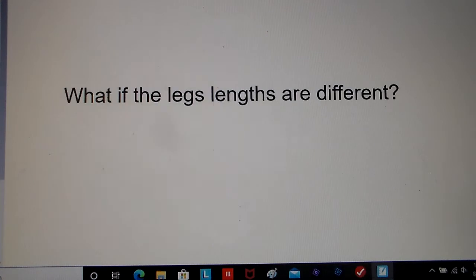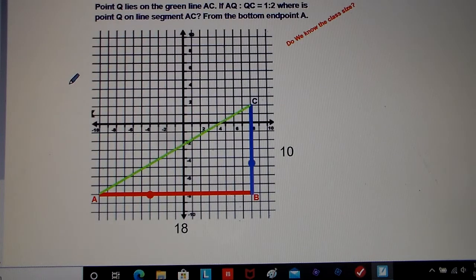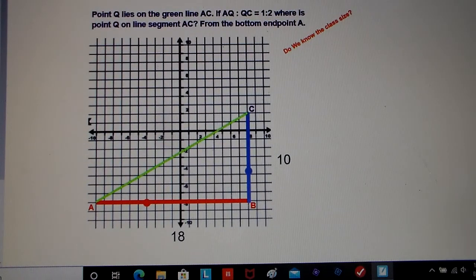Alright. Now, what if the leg lengths are a little bit different? So let's tackle 2 problems like that. Point Q lies on the green line AC. If AQ to QC is 1 to 2, where is point Q on line segment AC from the bottom endpoint A? So going from endpoint A, the ratio is 1 to 2, so the fraction is 1/3.